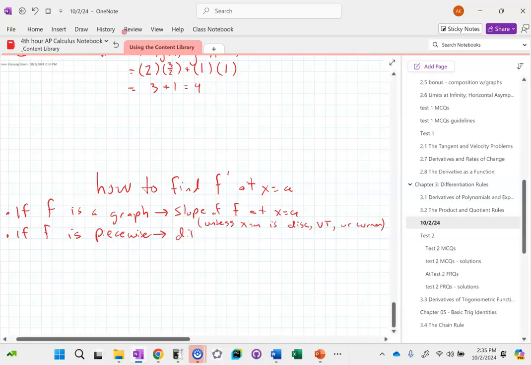So we can just differentiate each piece and then check the boundaries for differentiability.